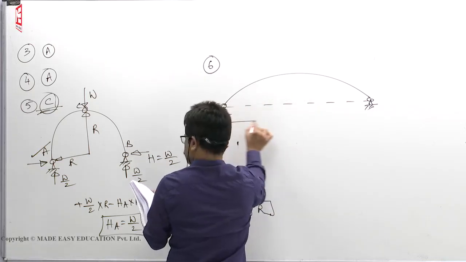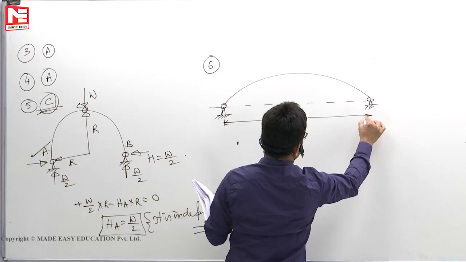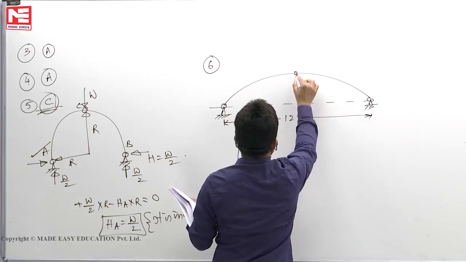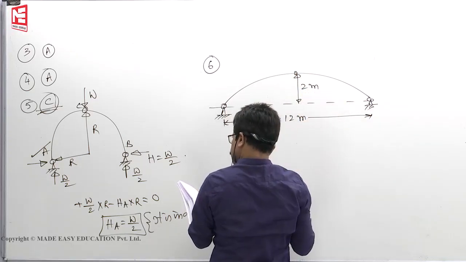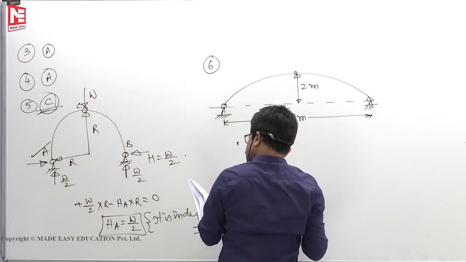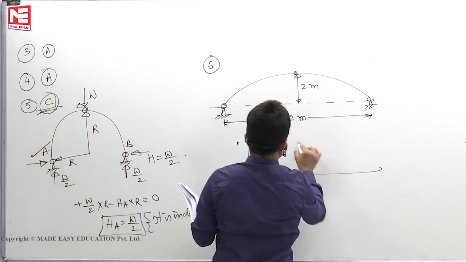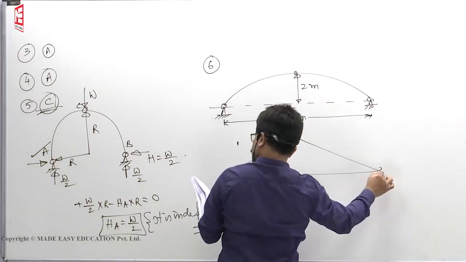Arch of span 12 meters, rise 2 meters. The influence line diagram for horizontal thrust at either support is to be drawn. Like this you will get.